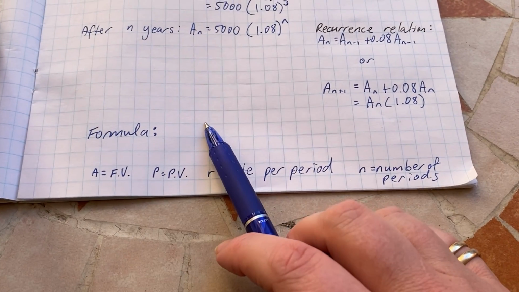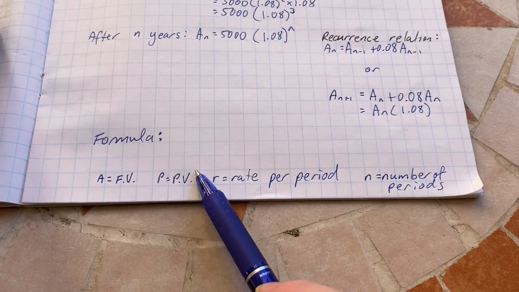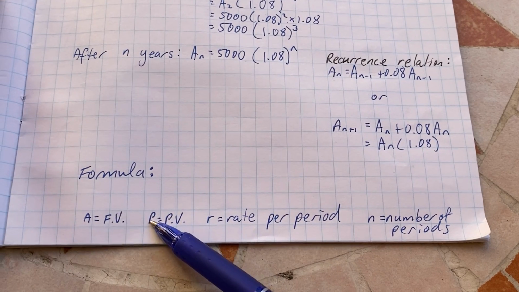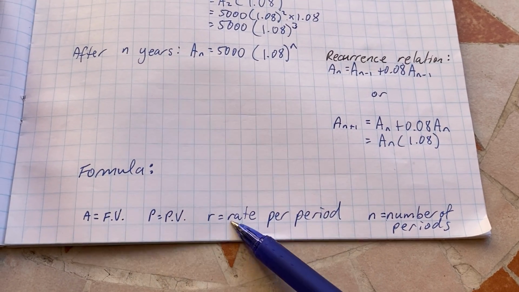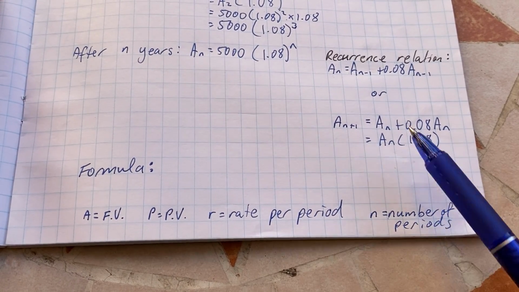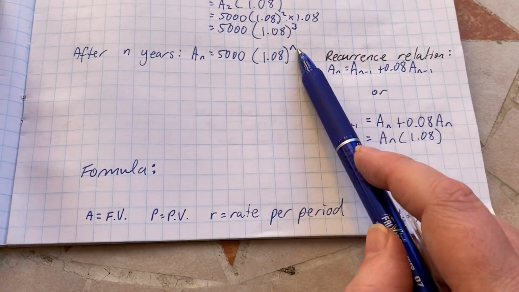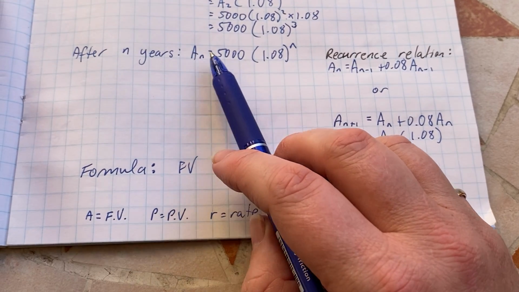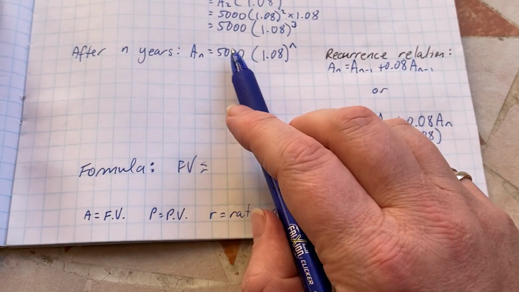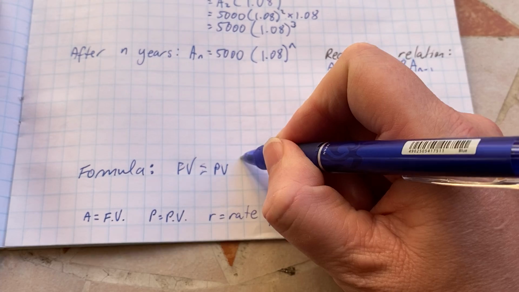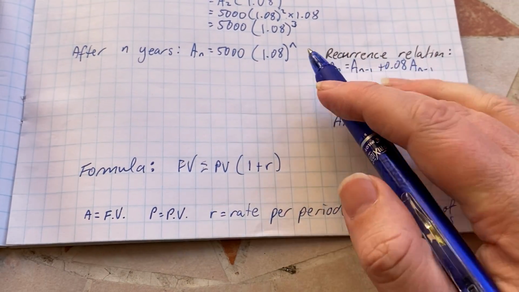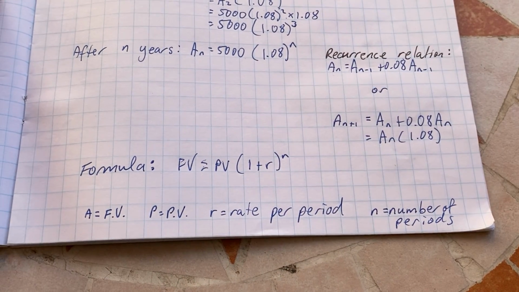So our formula, as I said above, now we can do it with these letters. The amount at the end we call the future value, the principal is the present value, the R is the rate per period, and the N is the number of periods. Straight from here, the future value, An, is equal to whatever we had at the start, the present value, times 1 plus the rate of interest to the power of the number of time periods.